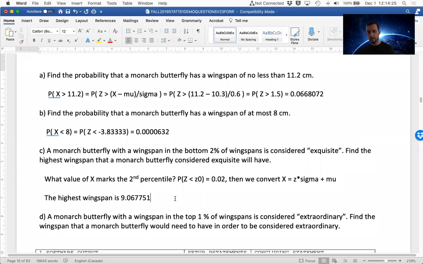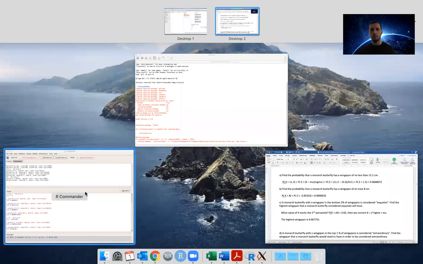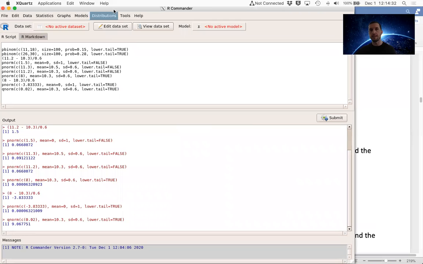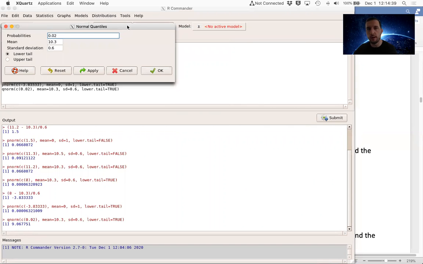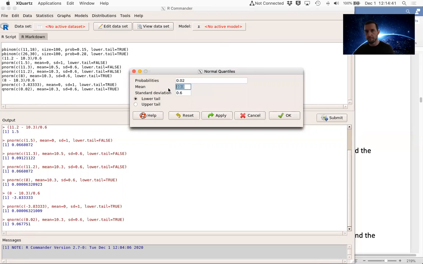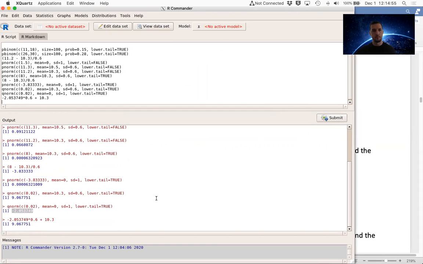Now if we wanted to do it the other way, using the conversion technique, we would find the z-score that corresponds to the second percentile. And this would be basically how you do it by hand. So we would go 0.02, 0.1, click OK. That gives us negative 2.053. And then we would multiply that by sigma and add the mean. And then you get the same number out.